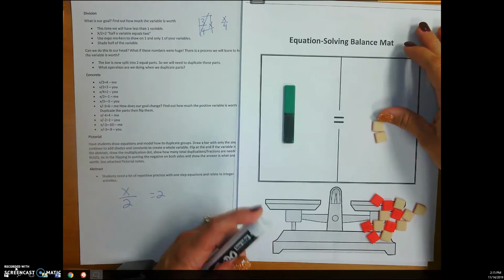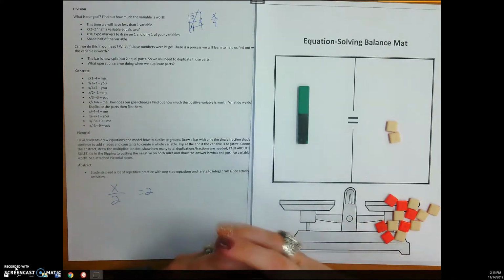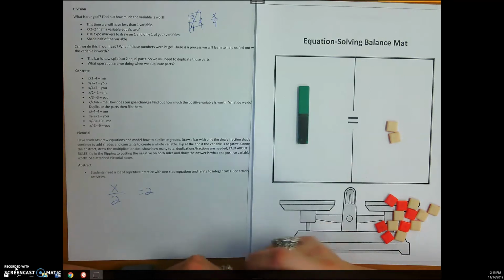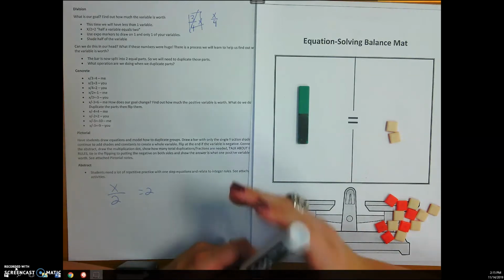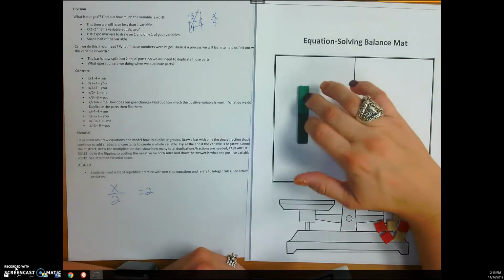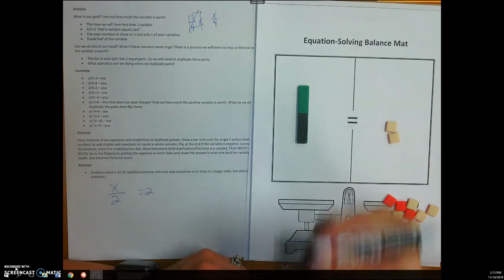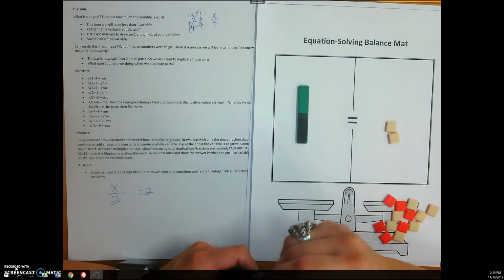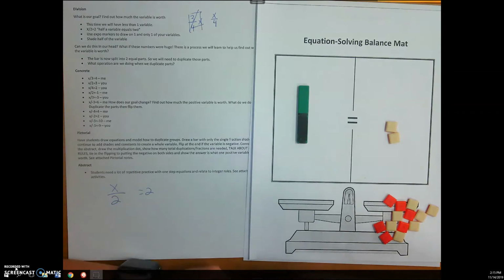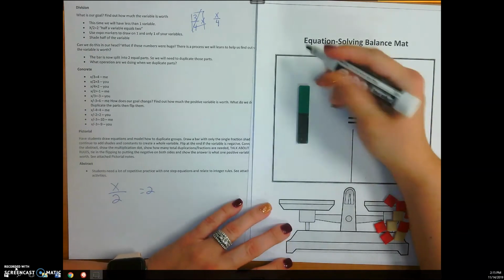Okay, so we want to, of course, use a process and understand the process so we can use it with larger numbers. So now the bar is split into two equal parts, so we need to duplicate those parts. That's where we get our language in here. Duplicate. What operation are we using when we duplicate parts? So we are going to take this part and duplicate it a second time.